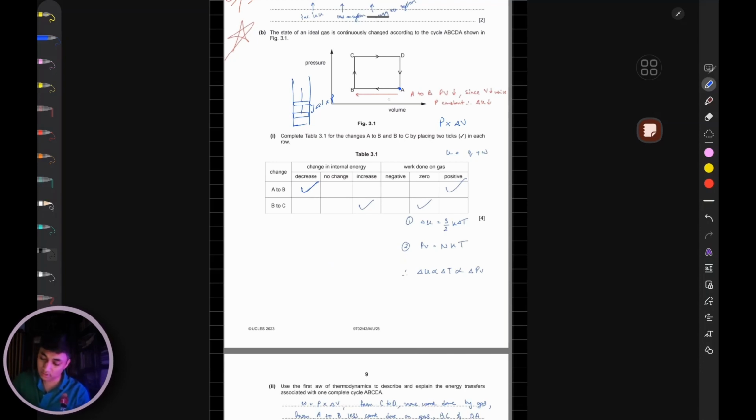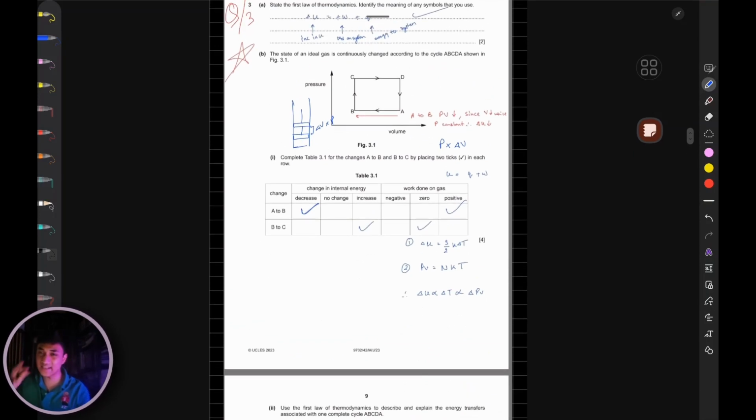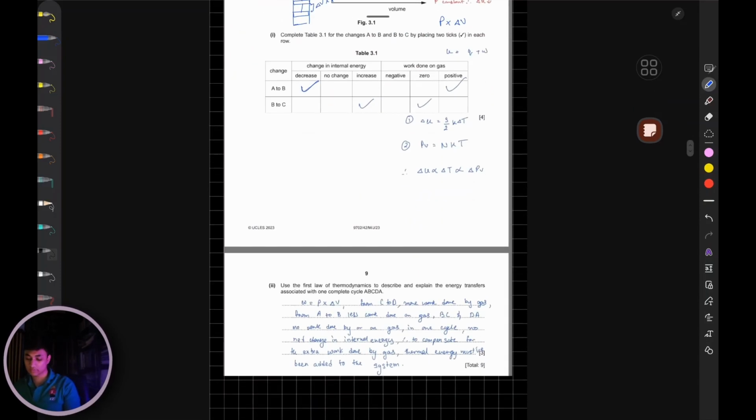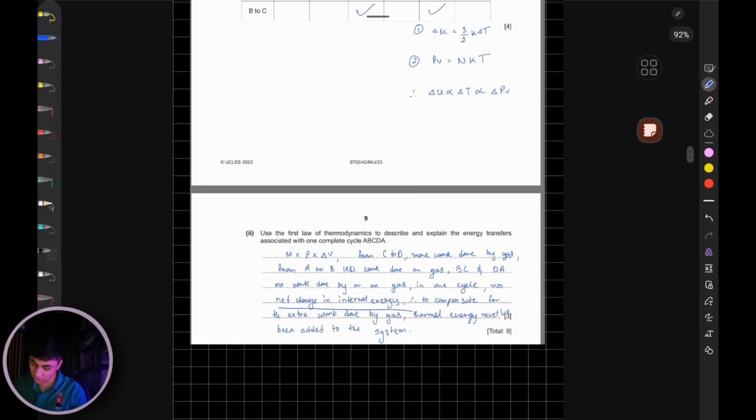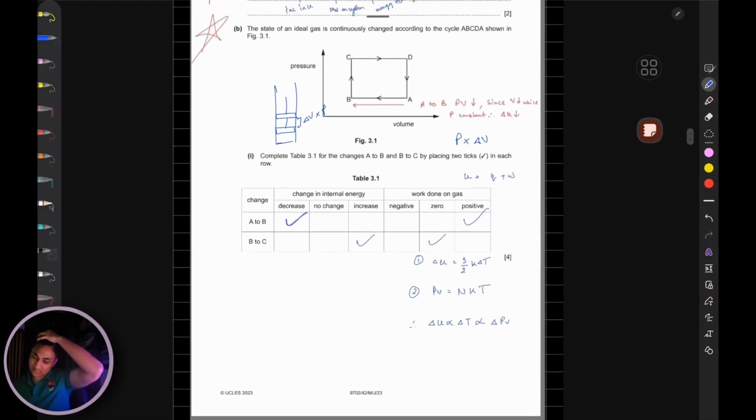So, as it goes around through A, B, C, D, A and comes back to A, it's supposed to have the same internal energy. But what we saw is from C to D, greater amount of work done by the gas, and A to B, less amount of work done on the gas. And from B to C and D to A, no work was done. Therefore, we can conclude, since no net change is supposed to happen in one cycle of internal energy, to compensate for the extra work done by gas, thermal energy must have been added to the system.